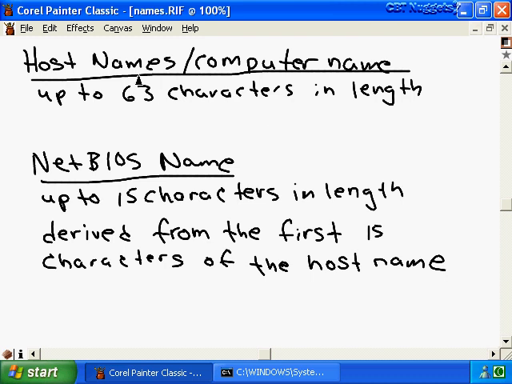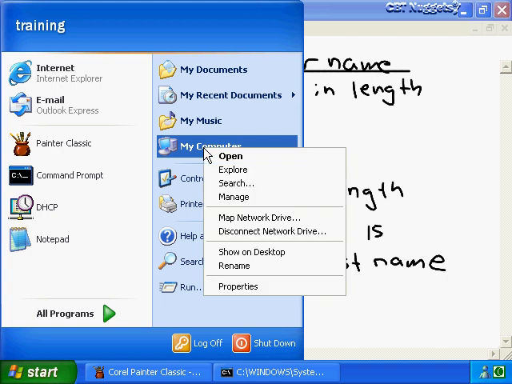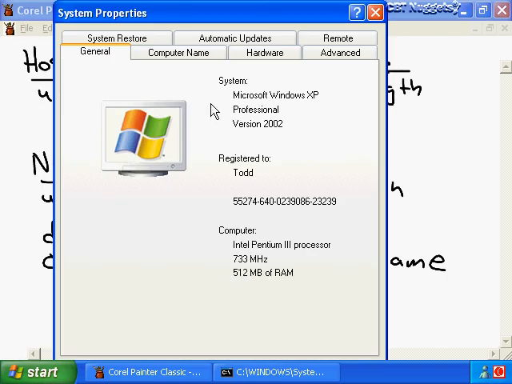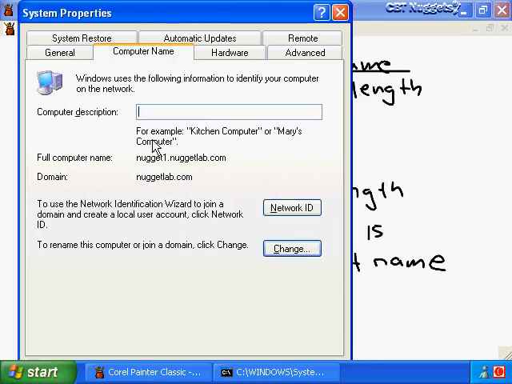We can see both name types that have been assigned to a computer by using the System Properties control panel. We can access that by clicking on Start, selecting My Computer, right-clicking My Computer, and then choosing Properties. And then from here, click on the Computer Name tab. So in addition to having a computer name in Windows XP, we can also have a description of the computer. And you see an example of that right here. This option is typically used for computers in a home network rather than a business network.